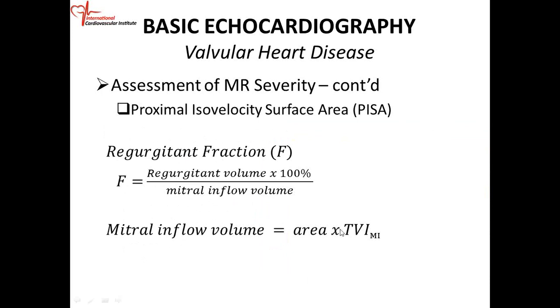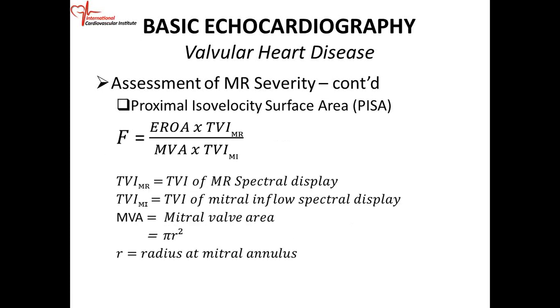So now the area of the mitral valve. Right at the annulus, that's where you're going to measure the area of the mitral valve. It's a circle, so the area is pi r squared. And you multiply by the TVI. So it is done.